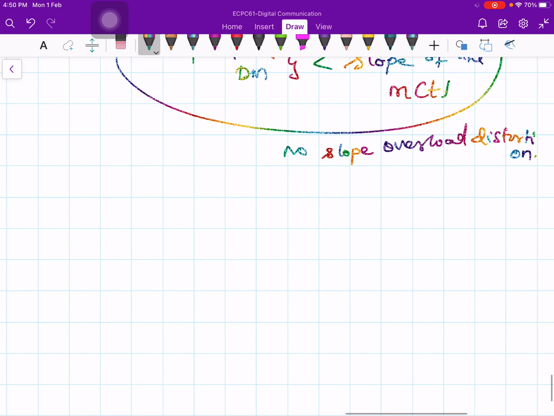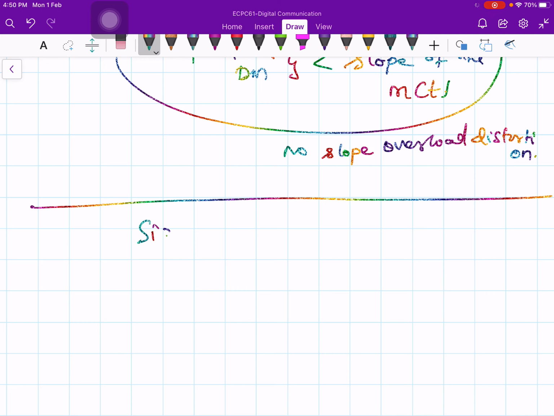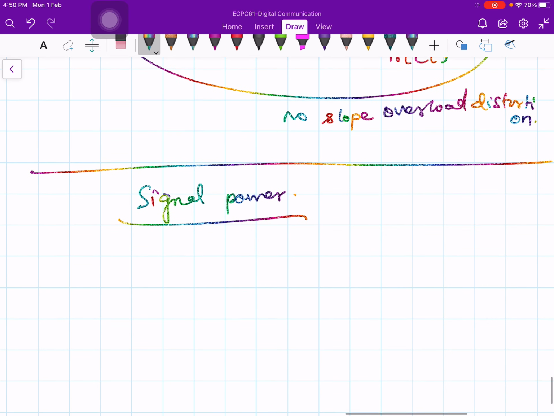Okay, that's it about noise power. Let's move on to signal power. Noise power we have calculated now. So that's it about the noise power.